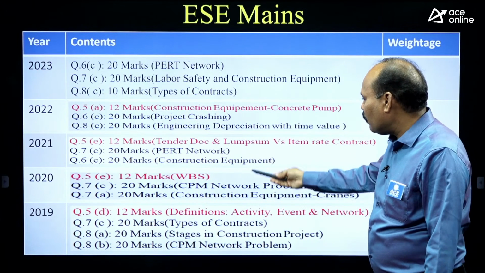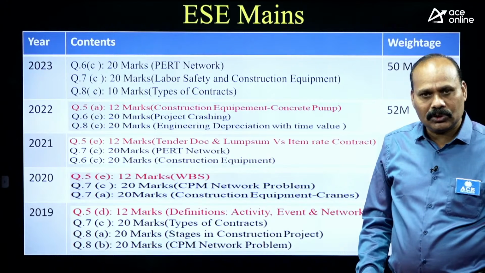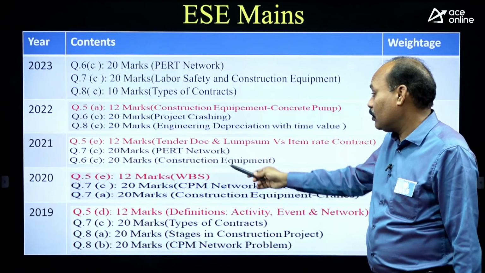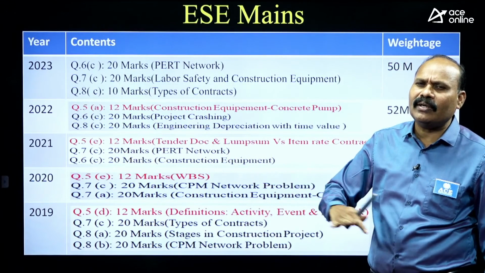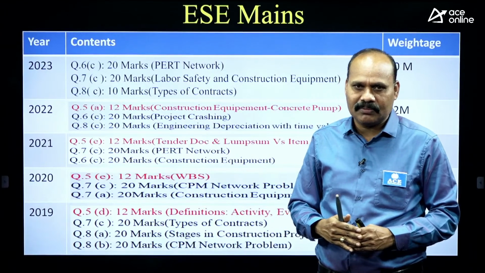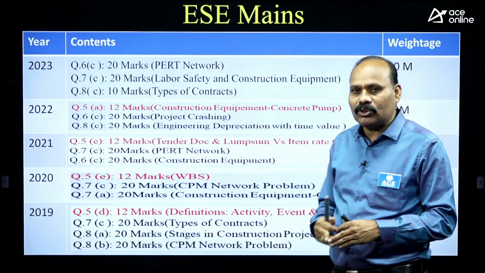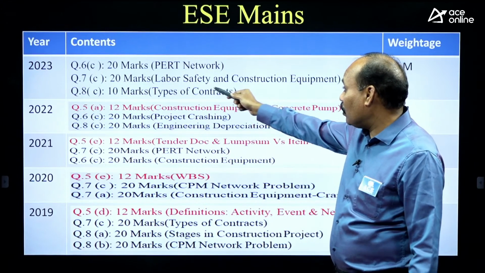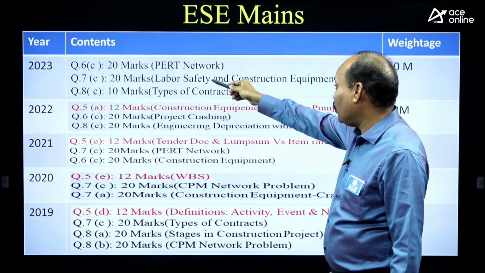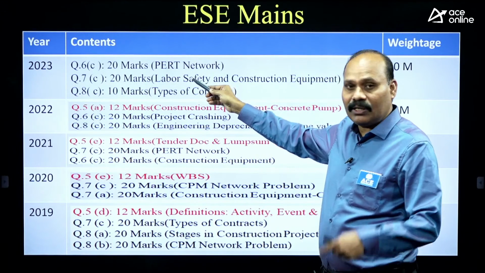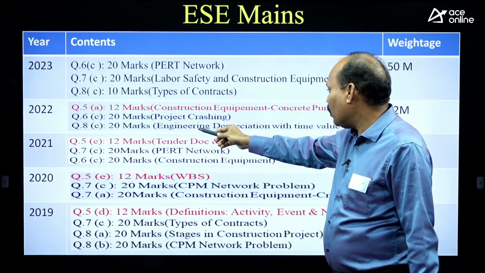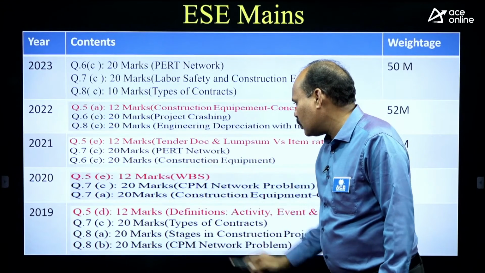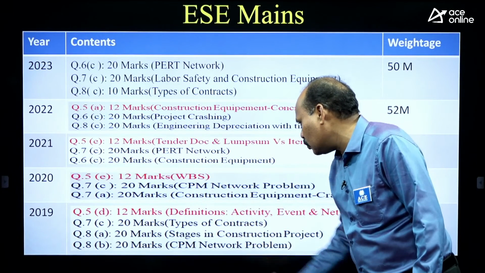And coming to 2021, again a types of contract related question. So tenders and contract question, 12 marks. And the PERT network, 20 marks. Equipment, 20 marks. So equipment, definitely you may expect one question in mains. Every year we had a question from equipment, that is 10 to 12 marks, or maybe it could be 20 marks. Here almost how much? 20 marks, and we get 10 marks. Safety 10 marks and equipment 10 marks here. And here depreciation is again related with equipment only. And this equipment 20 marks question, and construction equipment cranes 20 marks question.